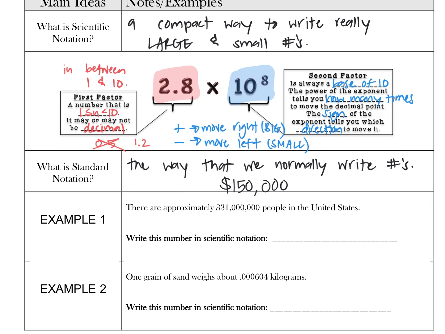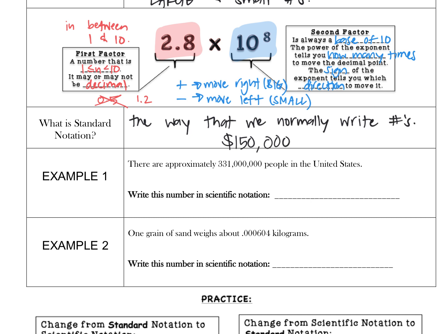Okay. If we look at our first example, there are approximately 331 billion people in the United States. We want to write this number in scientific notation. So this number was given to us in standard notation. We want to write it in scientific notation. So what we're going to do is we see this is a really big number, right? So that means we're going to have a positive exponent on my base. So we know we're going to have something times 10 to a positive exponent.